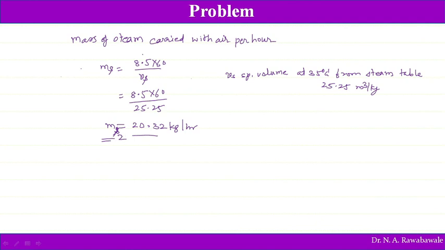So this is how we have completed the numerical on the steam condenser. In the next lecture we will be starting with the air compressor.